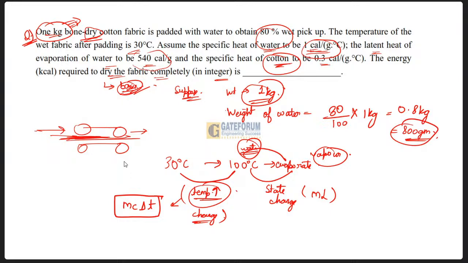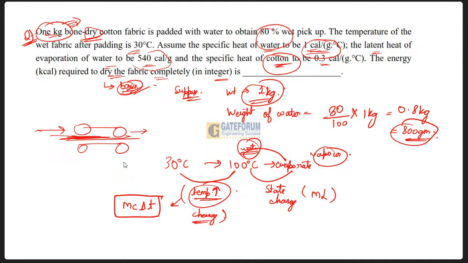And these types of questions are basically a mix of your textiles and the basic physics that we read in our academics. So whenever there is a temperature change, there is an mc delta t you need to apply, and when there is a state change, you need to apply the ml. So you need to convert 30 to 100 in the same state.